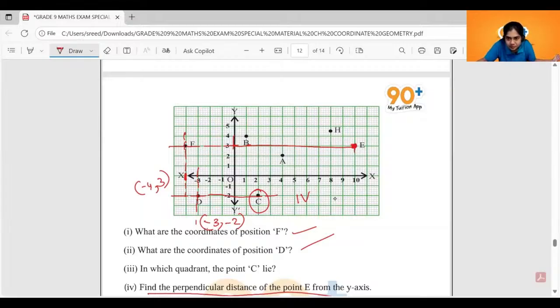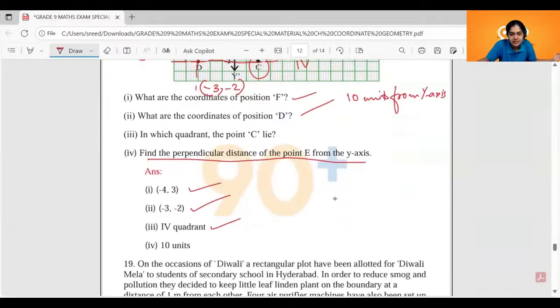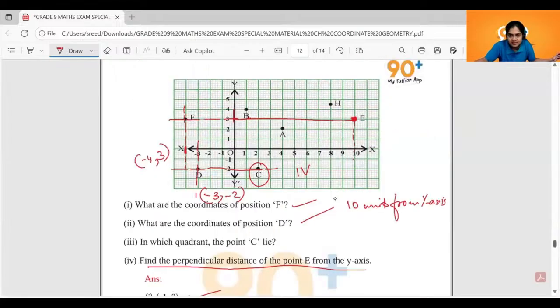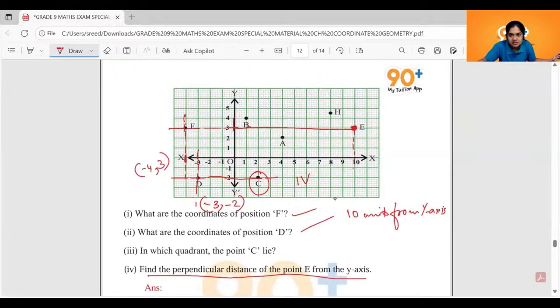So for E, the x coordinate is 10. What do you mean by that? It's 10 units from the y-axis, correct? So that's the answer. See the distance. How many units? It's point E. When you drop here, you can see how many units are there. It's 10, right? 1, 2, 3, 4, 5, 6, 7, 8, 9, 10. 10 units.